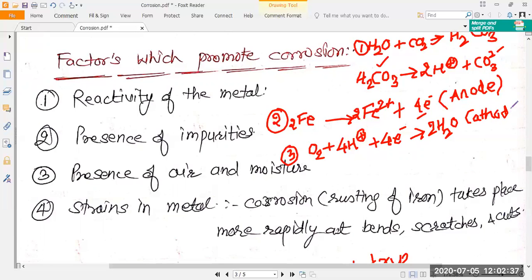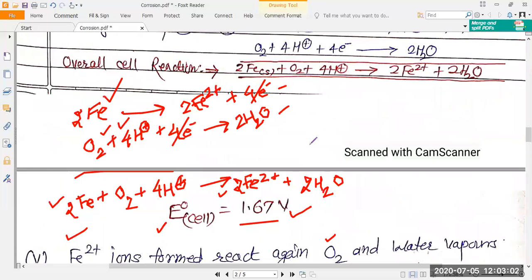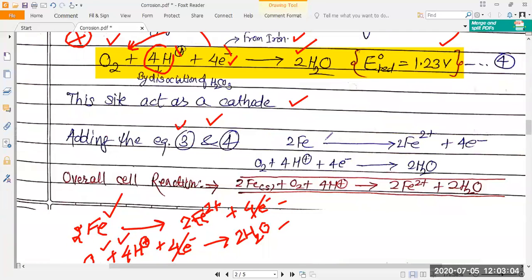At the anodic portion, E naught oxidation will be 0.44 volt, and at the cathodic portion, E naught reduction is 1.23 volt. This is the reduction potential of the cathode electrode. This is the reduction potential. See here, this is 1.23 volt.